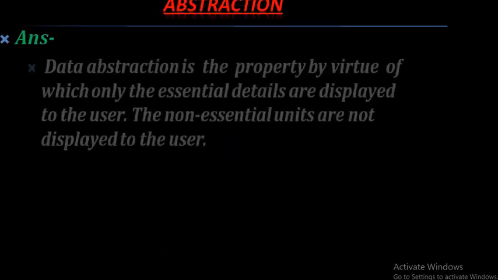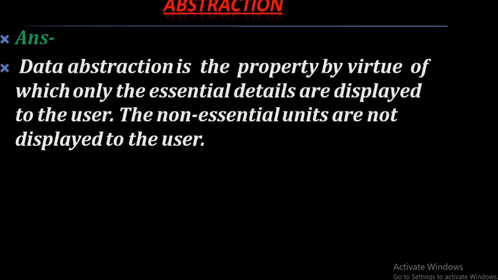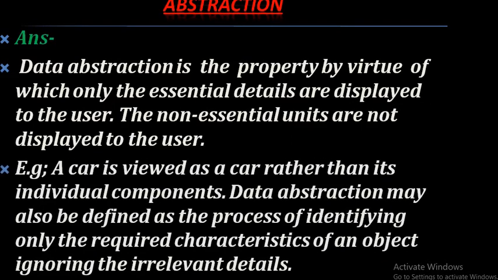Then abstraction. What is abstraction? Abstraction is also an important object-oriented concept. Data abstraction is the property by virtue of which only the essential details are displayed to the user. The necessary details will be displayed to the users and the non-essential units are not displayed to the users.